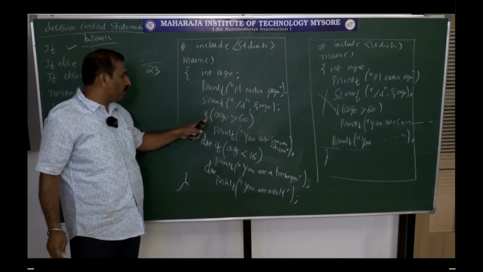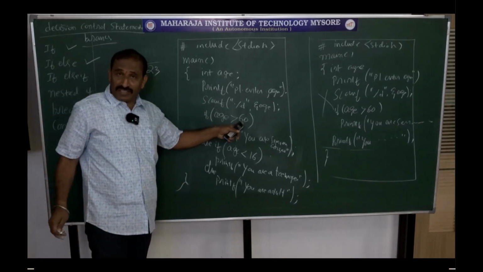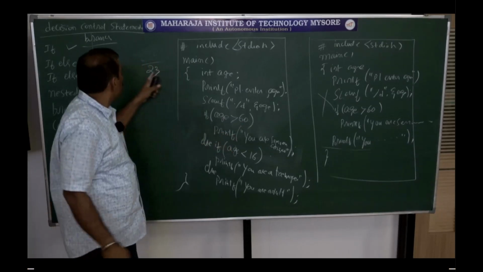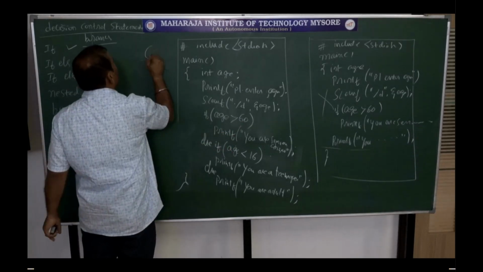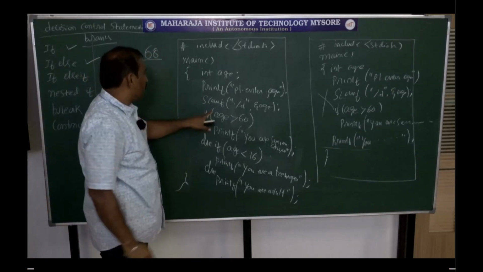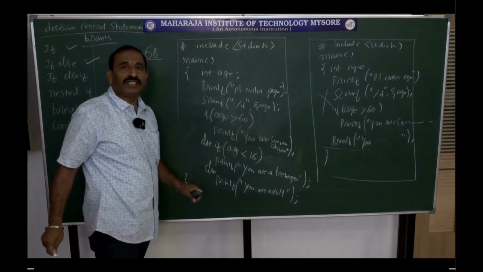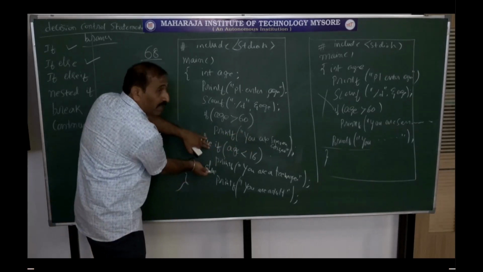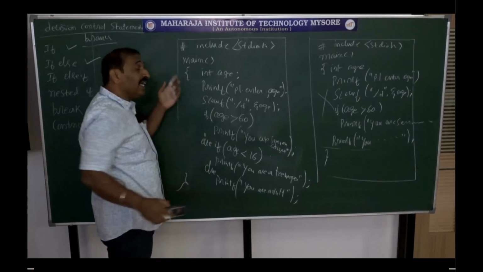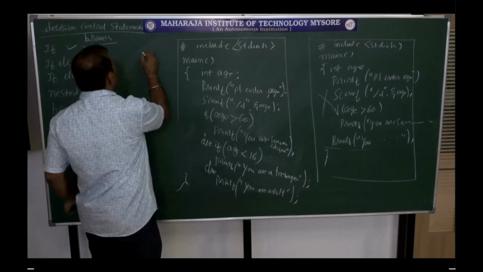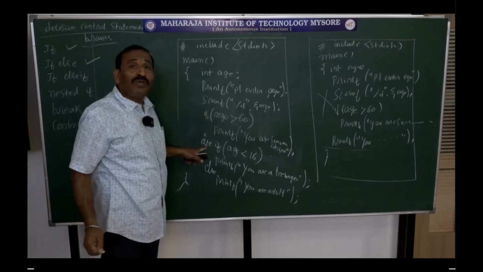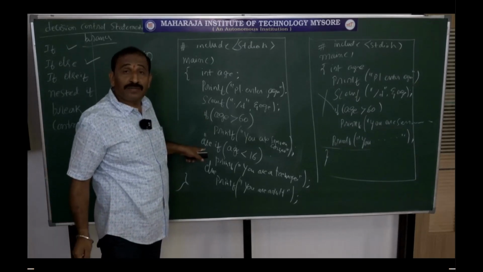You can see from here, if age is greater than 60, you print this. Let us take the case. If age is 68, yes, type 68. Age is 68, so printf, you are a senior citizen. So this won't be executed. If your age is less than 60, any number, let us say 10, now it will be executed with else.